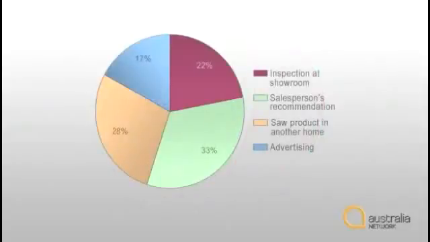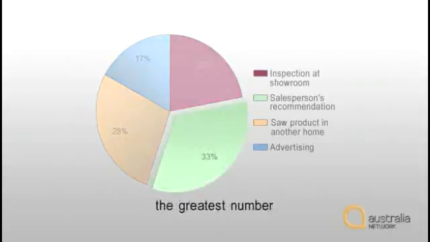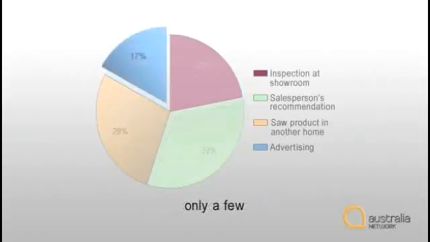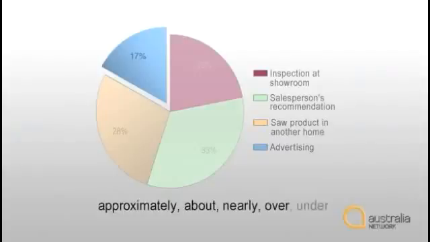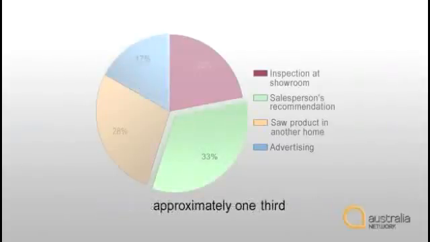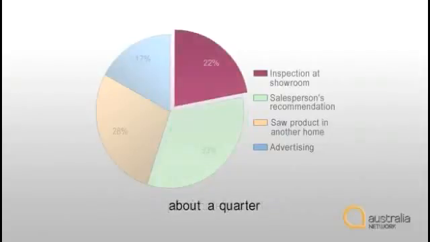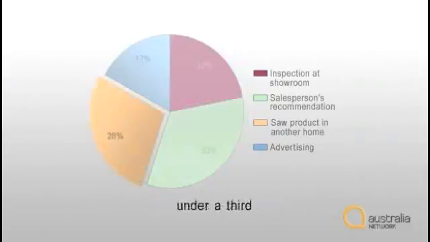Looking at the reasons for decisions, we are comparing 4 groups of people. We can use descriptive words such as many, some, a few. And we can say the greatest number or the highest percentage. The greatest number of people went by the salesperson's recommendation. We could say only a few relied on advertising. And we can use words like approximately, about, nearly, over, and under. Approximately 1/3, about a quarter, over a quarter, under a third.